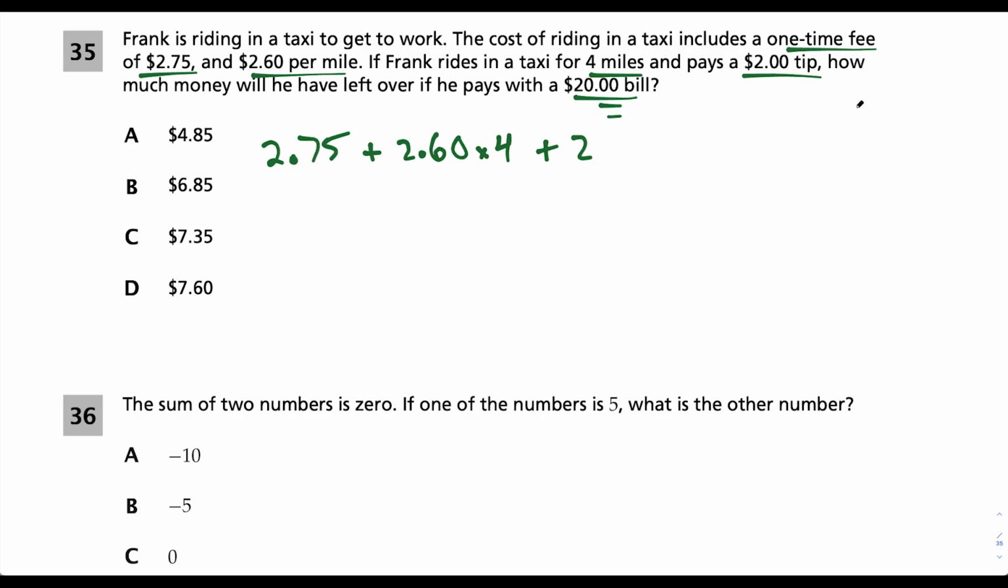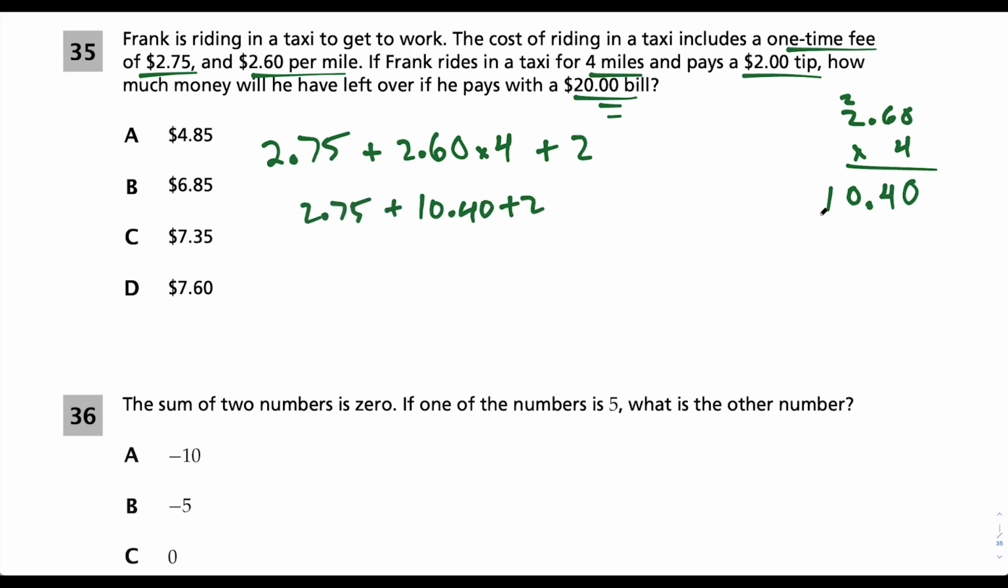Now, this we could just do in a calculator, but why not practice some of our arithmetic on the side here? So 260 times 4, 4 times 0 is 0, 4 times 6 is 24, we carry the 2, and we have 4 times 2 is 8, plus 2 is 10. So this will work out to 1040. So we have 1040, and then we're going to be adding 2, and we're going to be adding 275.